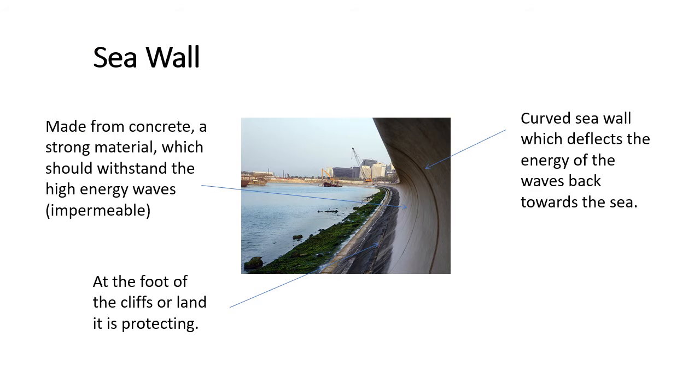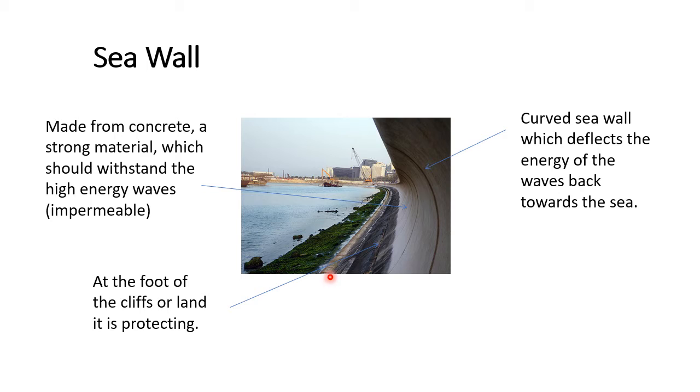Okay, so I'm just going to talk through the few different methods or strategies of coastal management that we're going to look at today. And then you're going to take some notes on them and start to evaluate them as well. So this is made from concrete, usually sea walls. It's a strong material, should withstand the high energy waves. It's impermeable, so it acts as a great barrier. It's usually at the foot of the cliffs or land that it's protecting, as in it's right up against it.